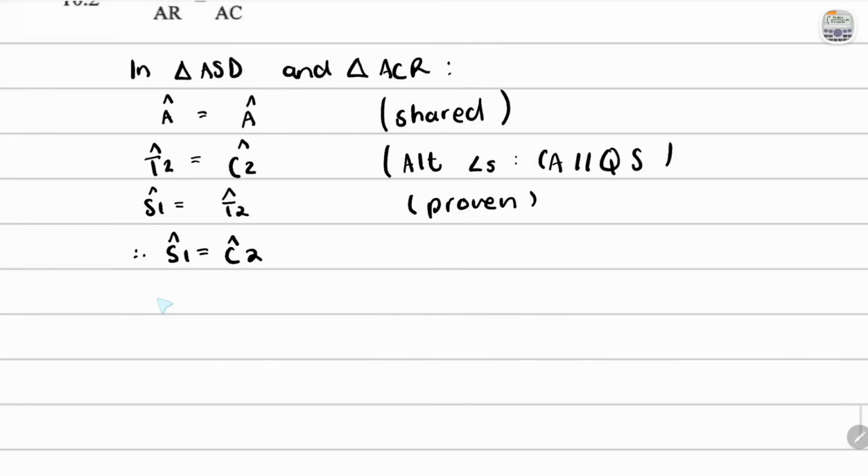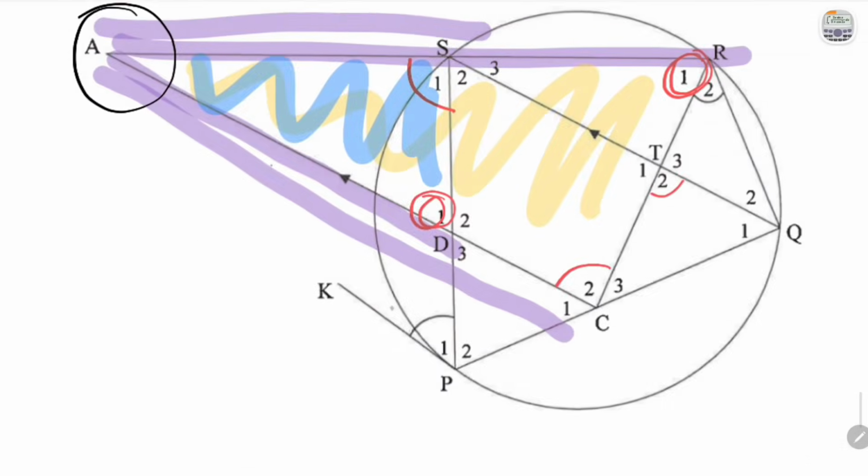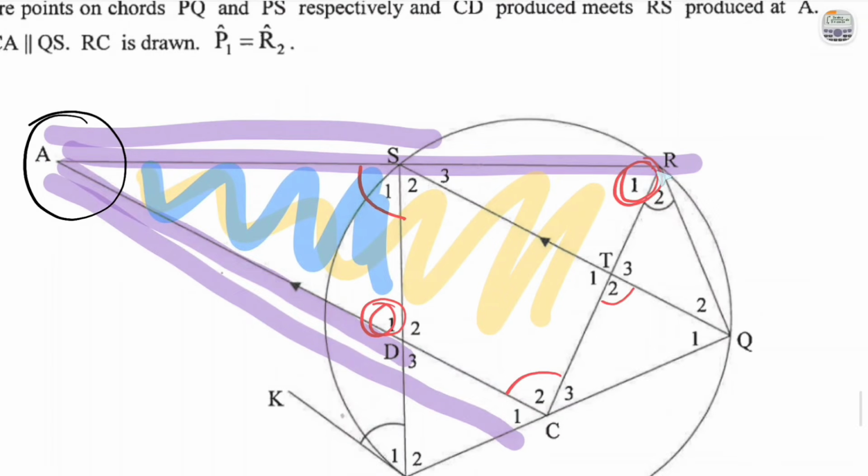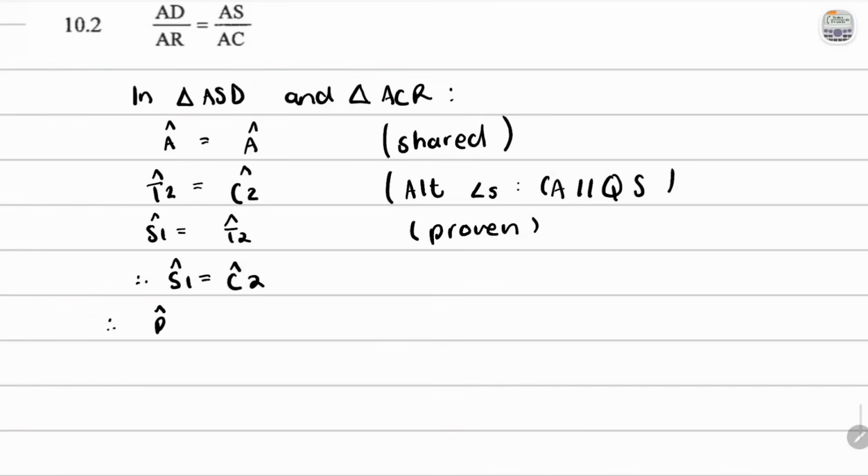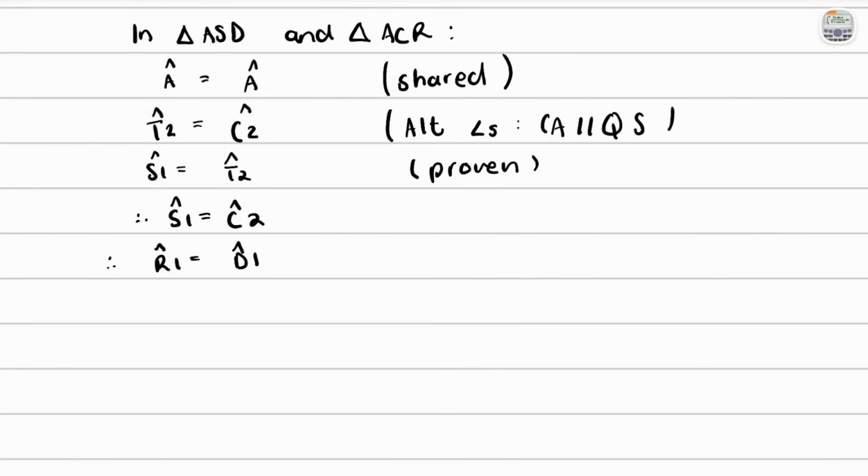And so now we can finally conclude that the third angle by default in those two triangles would be equal. So the third angle is angle R1 and angle D1. Those are now by default equal. So angle R1 is equal to angle D1. And you can say the third angle in a triangle or the sum of angles in a triangle.